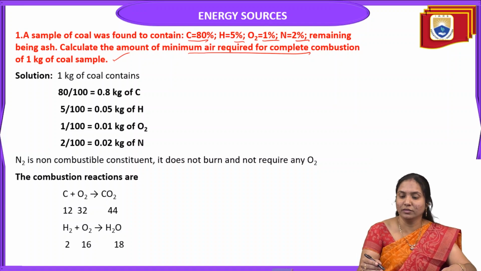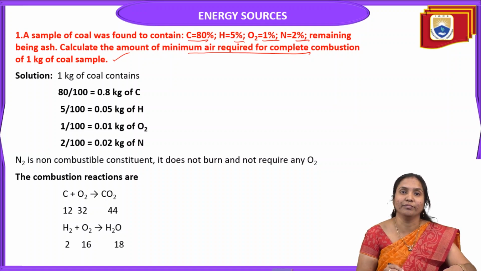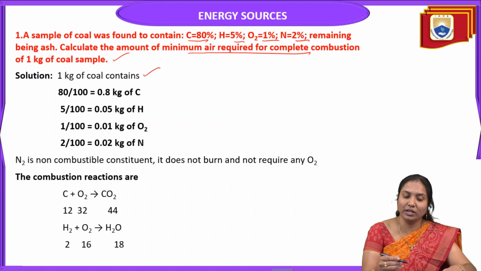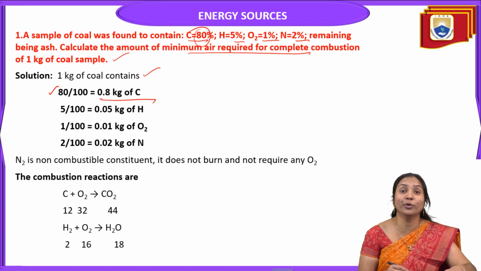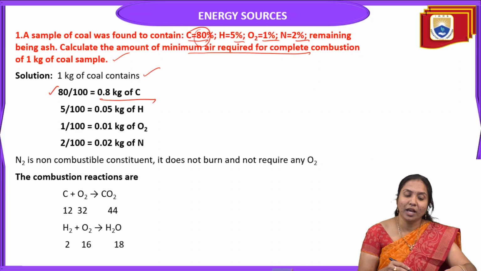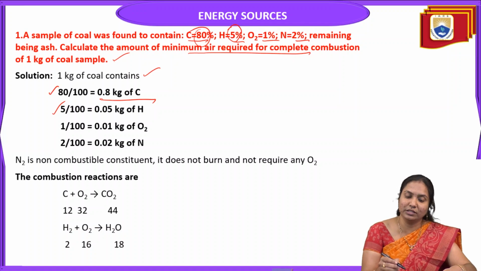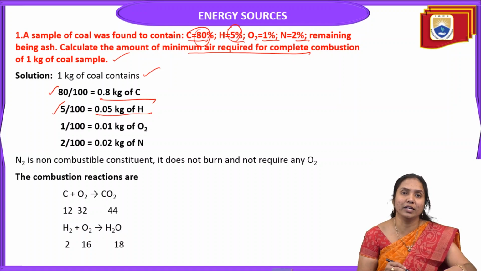Here all the given percentages we can convert into kg, because 1 kg of coal sample is burning. So 1 kg of coal contains carbon, present in this fuel at 80%, so 80 by 100 equals 0.8 kilograms of carbon. And next, 5 by 100 because the hydrogen in this fuel is 5%, so it equals 0.05 kilograms of hydrogen.